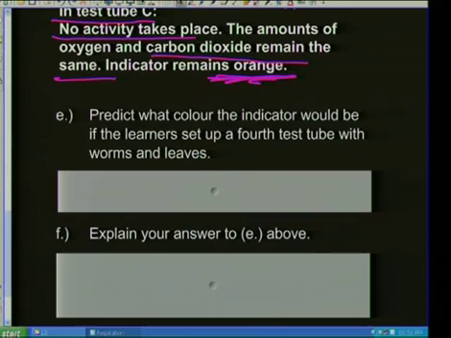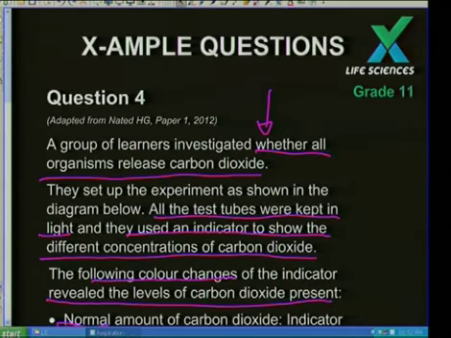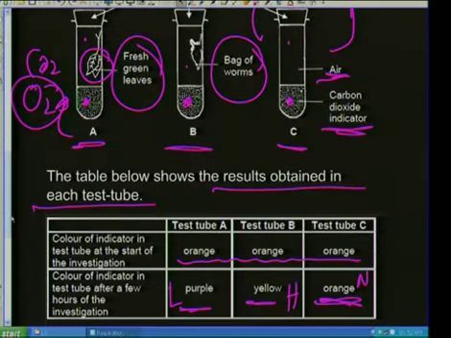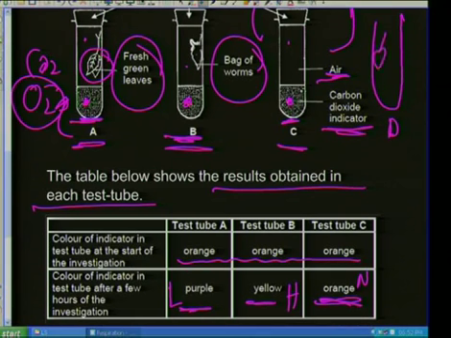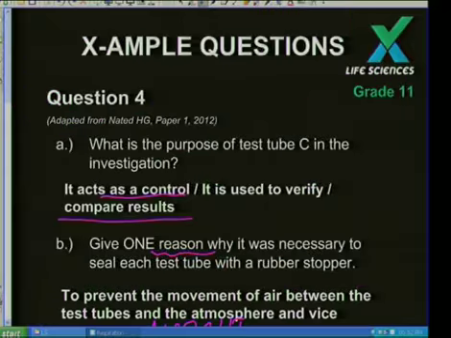Predict what color the indicator would be if the learner set up a fourth test tube with worms and leaves. Remember, what they got so far is leaves on their own in A, worms in B, and here they got nothing in C. So they're saying, let's say we had a D here, and in this D we put some leaves and a bag of worms. You put them both there, and I'm drawing it just so that you visualize what's happening there. Okay, let's go to the question now.